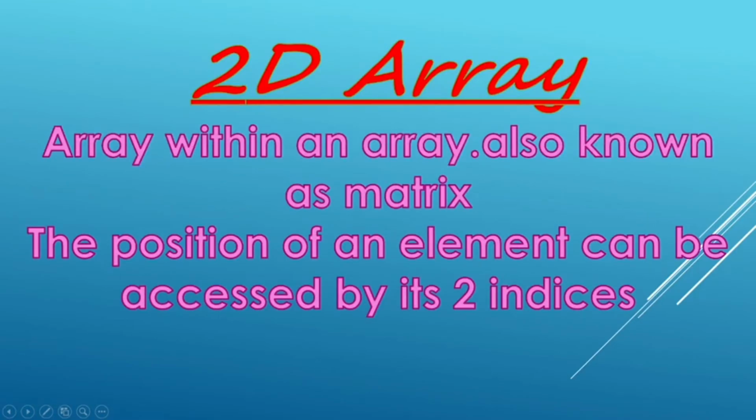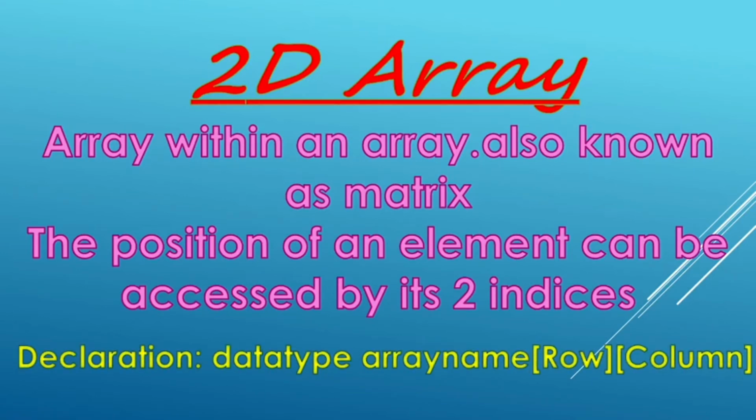We will do the theory part, then example, then program. So a 2D array is an array within an array, also known as a matrix, and the position can be accessed by its indices. And the declaration is data type, array name, and row and column. So let us see the example now.